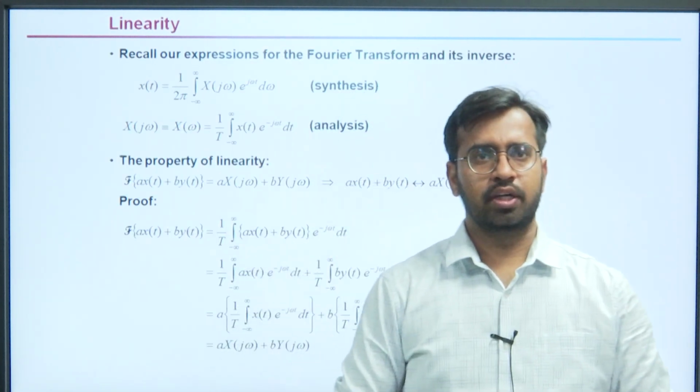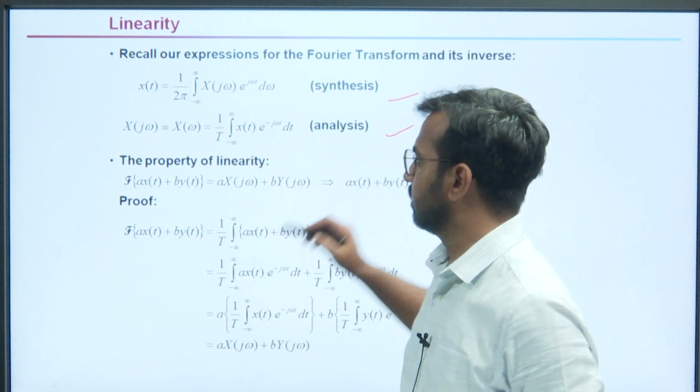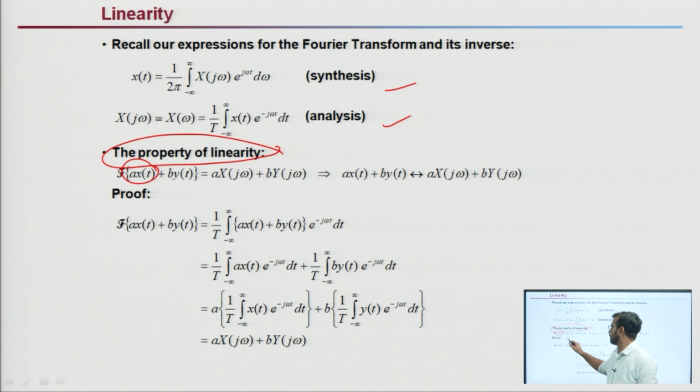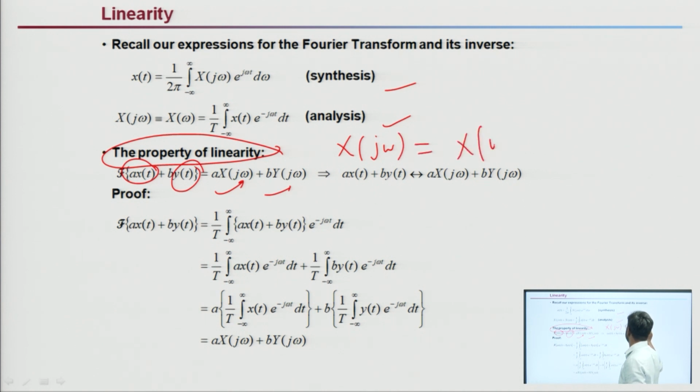So, this is the first property. The same thing I have written here, synthesis and analysis. The first property is the property of linearity. What is meant by linearity? Suppose I have some function x t and some function y t, and we know the Fourier transform of x t is X j omega and of y t is Y j omega. At some books it might be written as X omega. Both are the same, just representation.